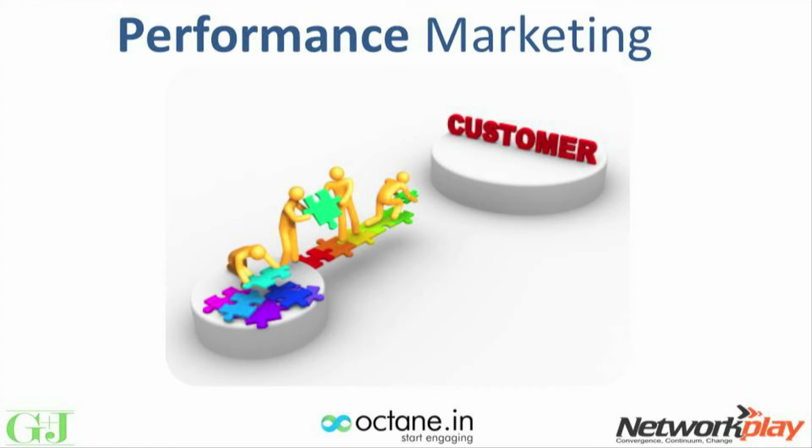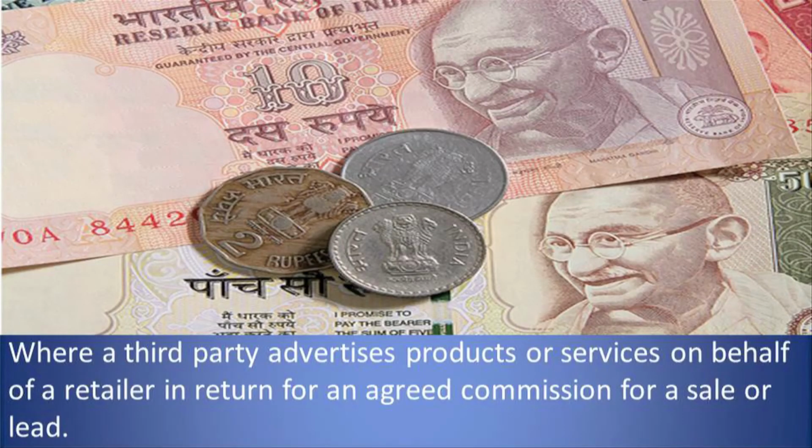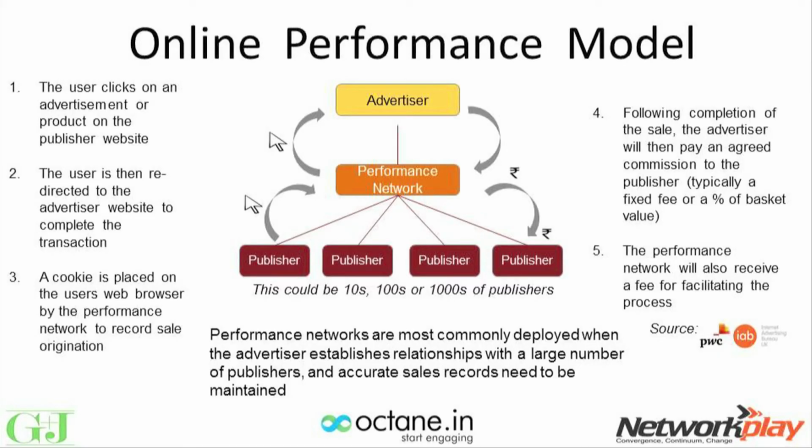So, broadly, when we talk about performance marketing, a broad definition could be that when you have a third party advertise your products or services in exchange for an agreed commission. Now this sort of an exchange or relationship has been there from time immemorial. As long as businesses have been there, you've been having partners who would be coming and promoting your product in exchange. But here, what we're talking about is an online model.